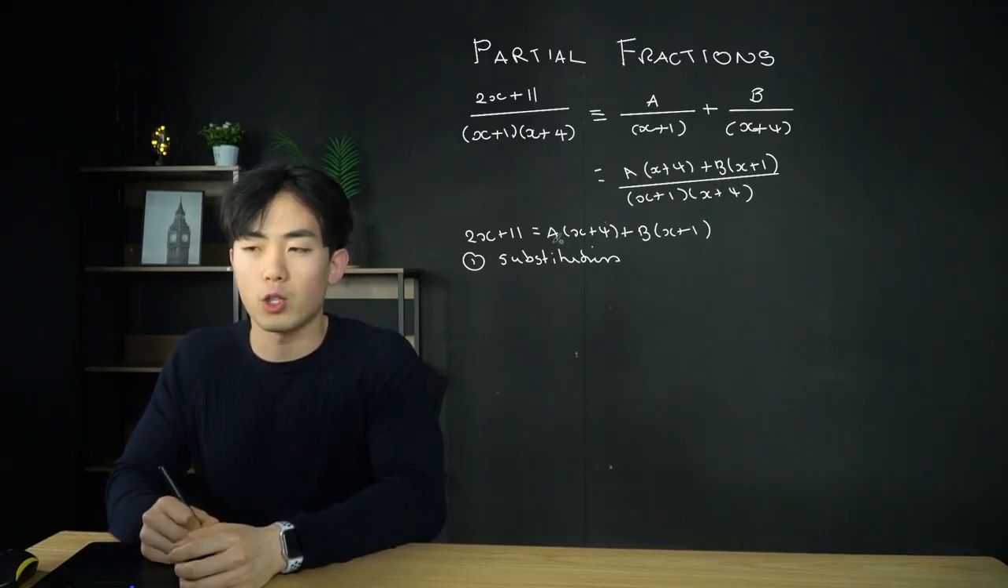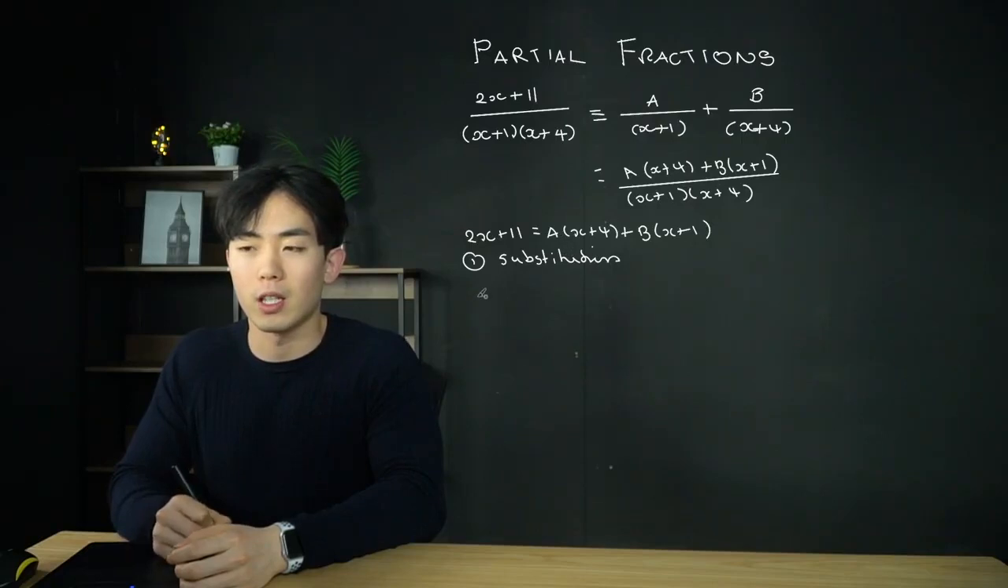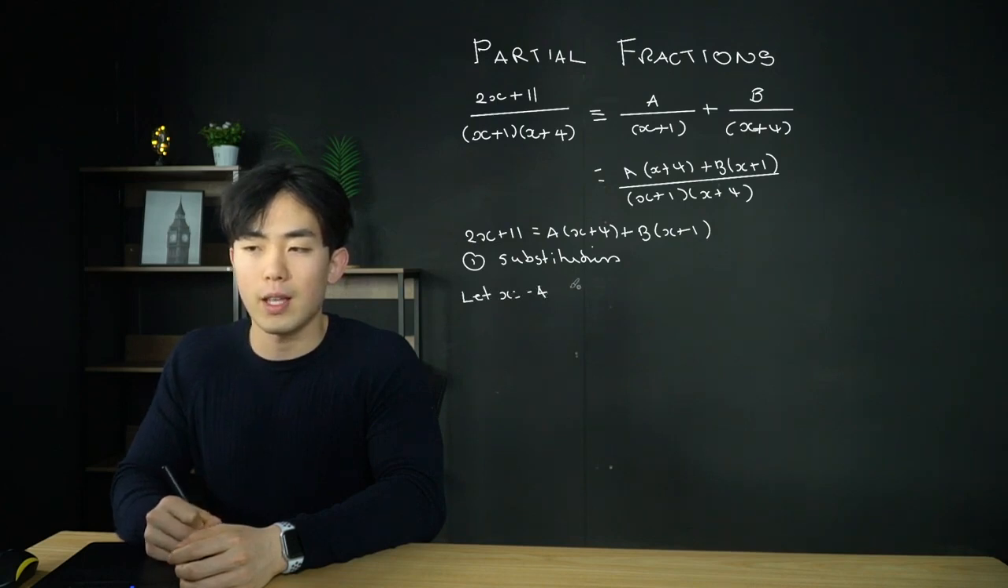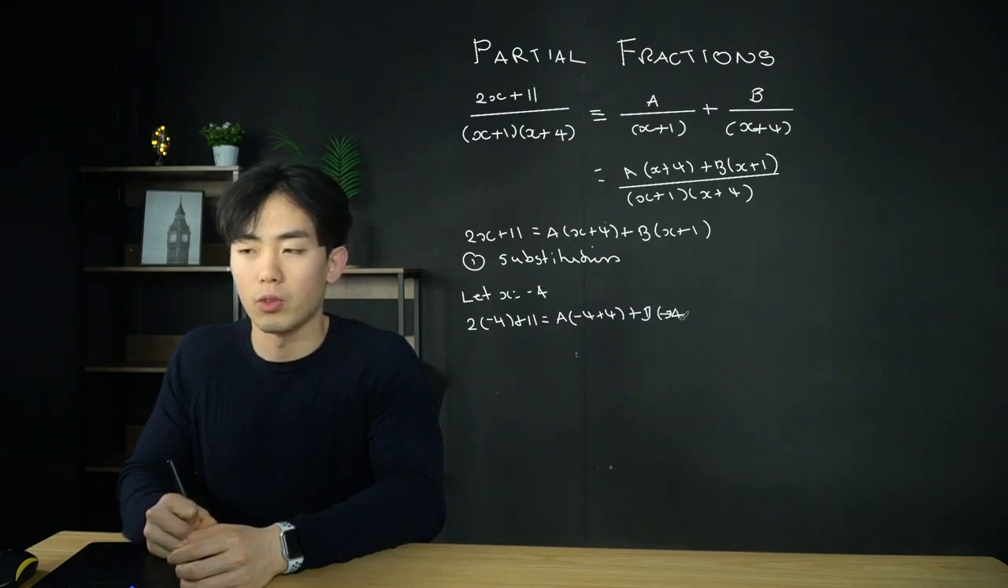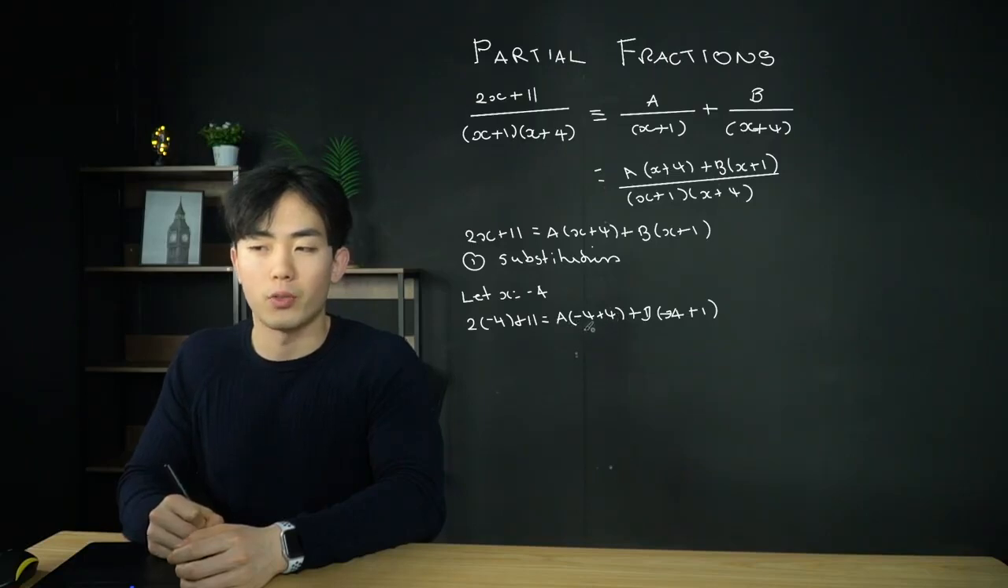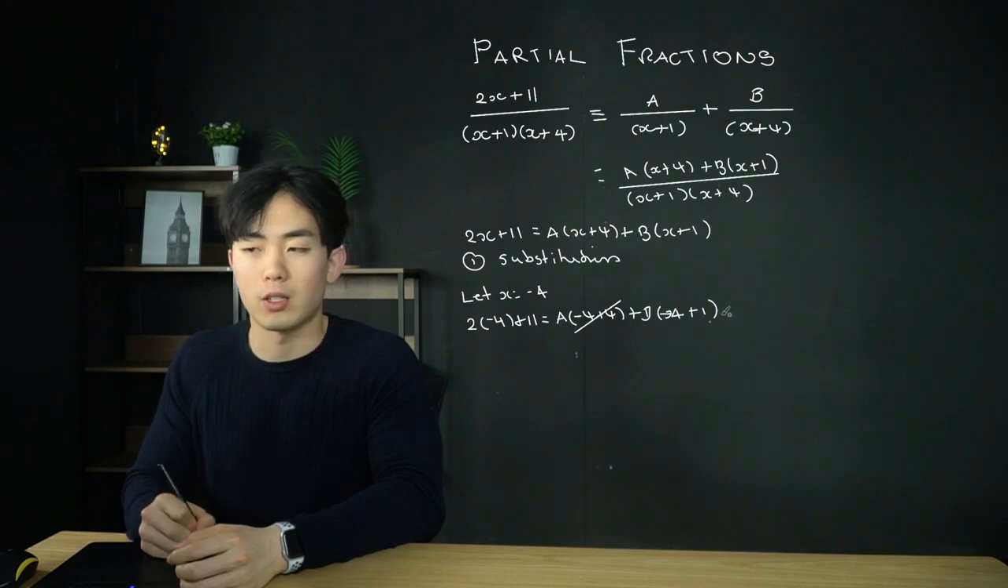In this method, what we do is try and make one of these values equal to 0. So for example, if I want to get rid of this a term, then we let x equal negative 4. We have to plug negative 4 into every term where there's an x, so we have 2 times negative 4 plus 11 would be equal to a times (negative 4 plus 4) plus b times (negative 4 plus 1). What we see now is this a term, negative 4 plus 4 becomes 0. So it's a times 0, which means it's 0, so that a term disappears. And what we're left with is just this b term.